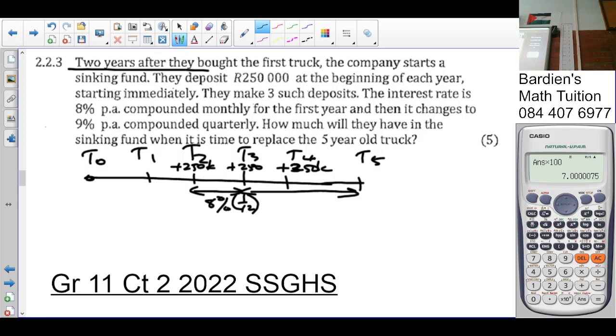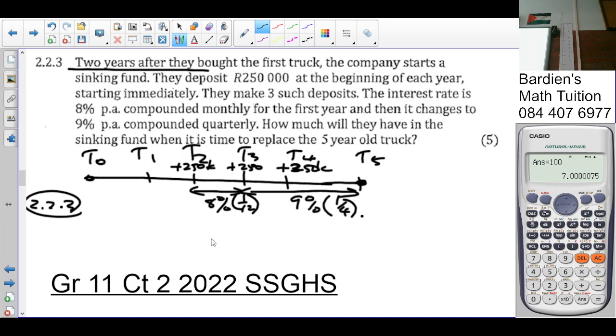Okay, sorry about that. And then 9% compounded quarterly. Compounded quarterly, so it's 1/4. Okay, how much will they have in the sinking fund when it's time to replace the 5-year-old truck, which means to say to that point. Okay, so if we take that into account, this is question 2.2.3.